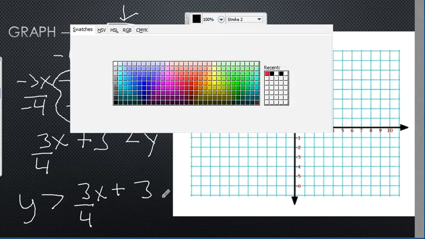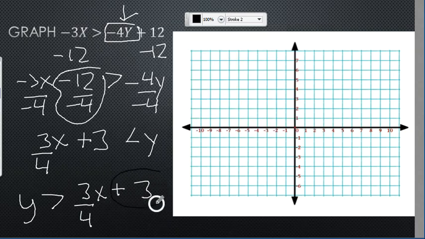We know that this line is going to cross the y-axis at 3. That's our y-intercept. We know our slope is 3/4. So from the y-intercept, we're going to move up 3: 1, 2, 3. To the right 4: 1, 2, 3, 4.